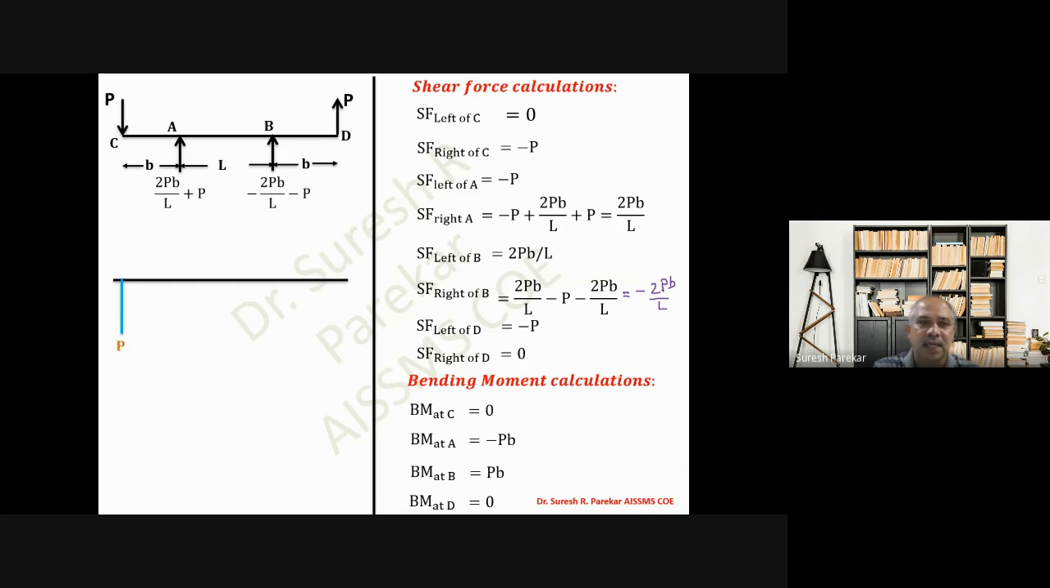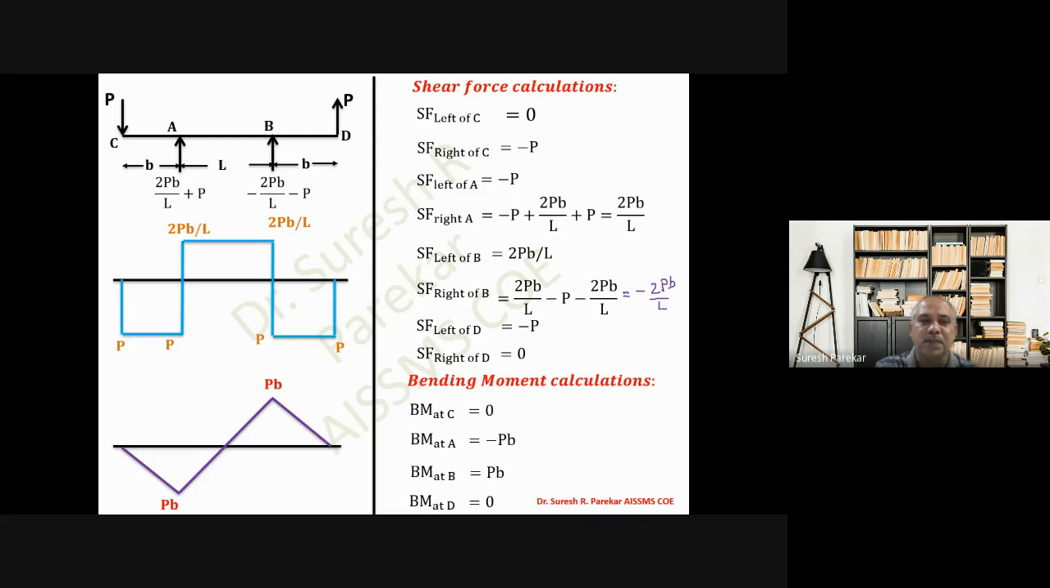So we will plot it. P, then we have P here, then 2Pb by L, 2Pb by L, 2P, then P, and then 0. And then we have here that Pb and minus Pb and plus Pb. Now again here you can see this is SFD in kilonewton. This is BMD in kilonewton meter. Here everywhere in shear force we have x to the power 0. So in bending moment you are going to get everywhere x to the power 1.